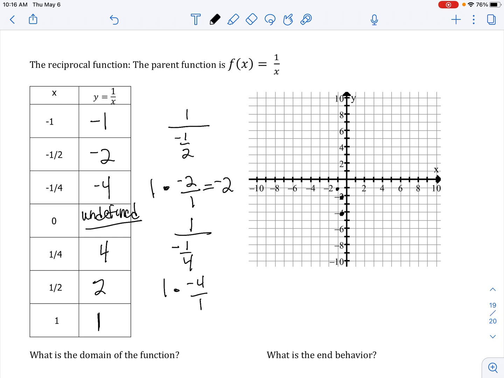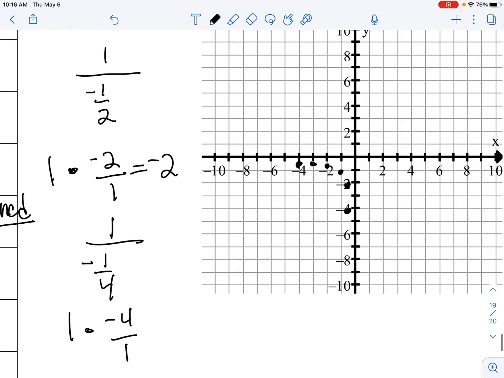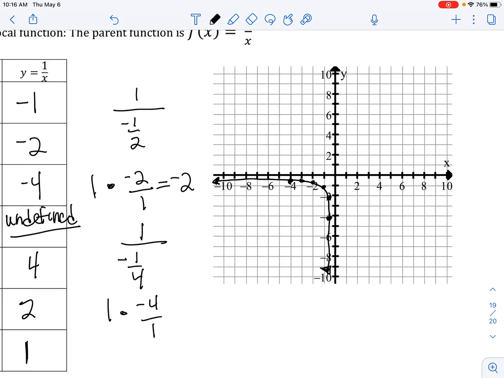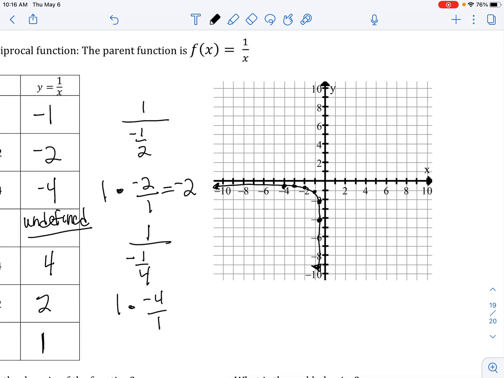I didn't go the other way. I didn't plug in -2, -3, -4. But if I do, I'm going to be getting values that are smaller and smaller. And so in the third quadrant, we end up with what is called a branch. And this is what the branch looks like. And again, you can throw this into Desmos and get a nice picture of it too.